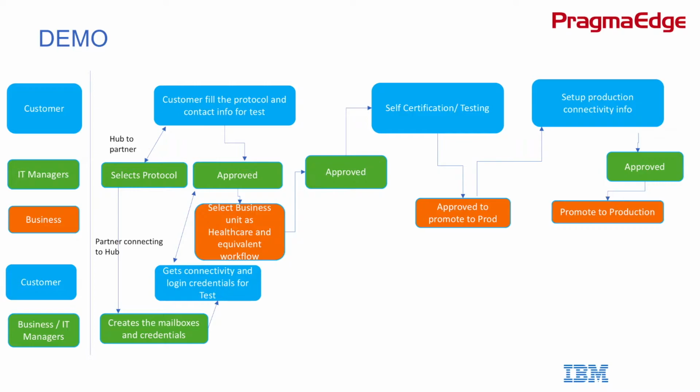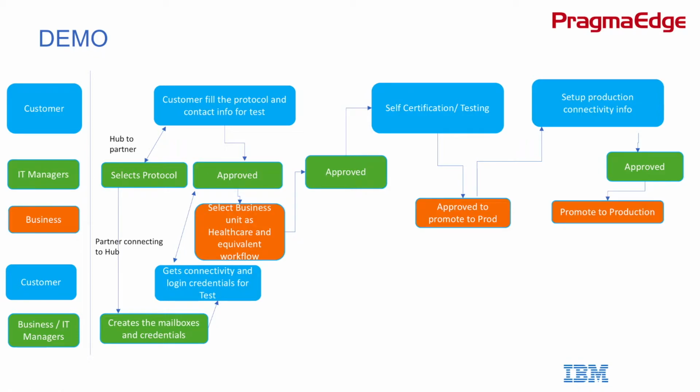Here is a generic flow for a partner onboarding through PEM, wherein the customer sends out the registration form to the partner, and once approved, the customer rolls out an onboarding activity to the partner. Customer fills out all the protocol contact information and it's sent out to the sponsor for approval. Once approved, you can select the healthcare network as the business unit and select the equivalent flow.